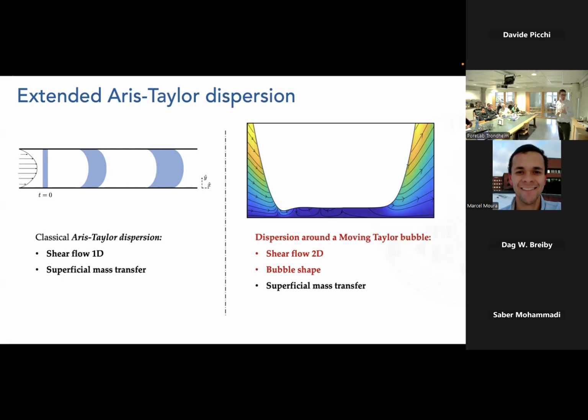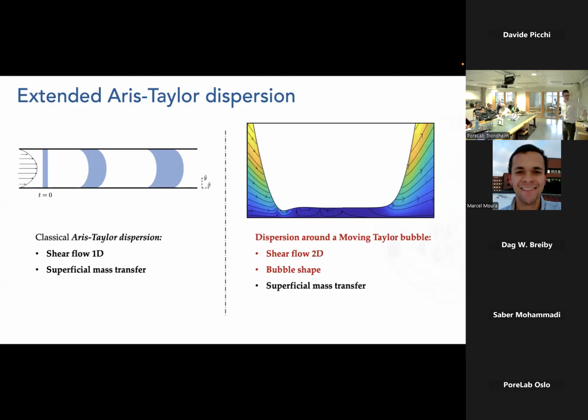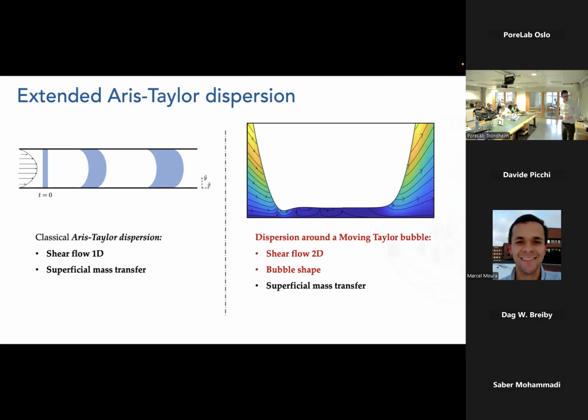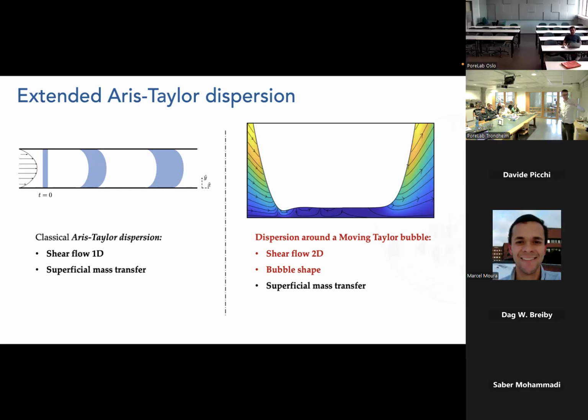Here, the problem we want to study is slightly more complicated, because what we see here is the shape of the film region of the bubble. These are the streamlines. And actually, the shear flow is 2D, it is not 1D. So we actually have a contribution to dispersion in the axial direction. Then the bubble shape is also playing a role. So this is not a straight channel, but the film can change shape. And here we may also have superficial mass transfer. So in addition to the classical Aris-Taylor dispersion, we are accounting for more physical mechanisms.